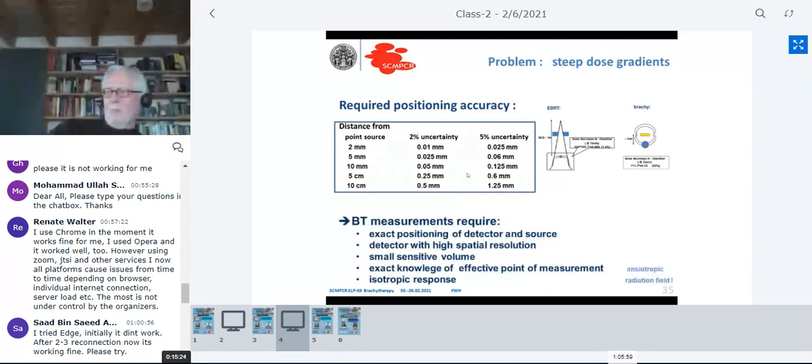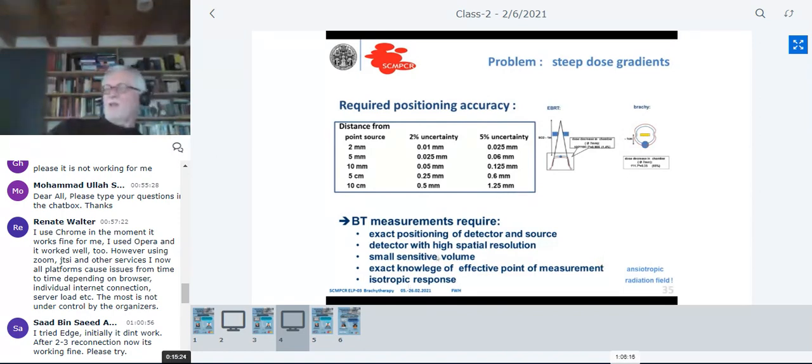You need exact positioning. You need detectors with high spatial resolution. You need a small sensitive volume of the detector so that you don't have too much volume averaging. You need to know the exact position of the effective point of measurement, and your detector should be isotropic.